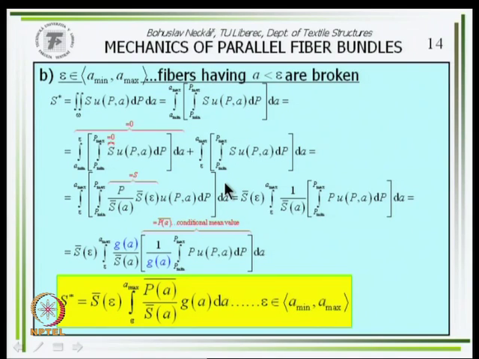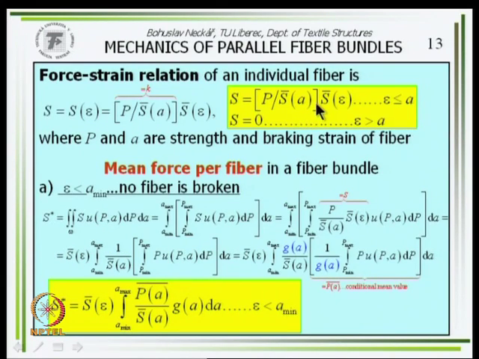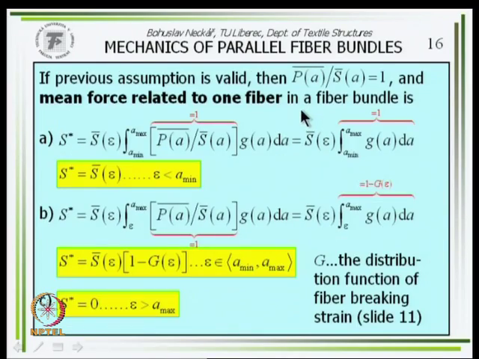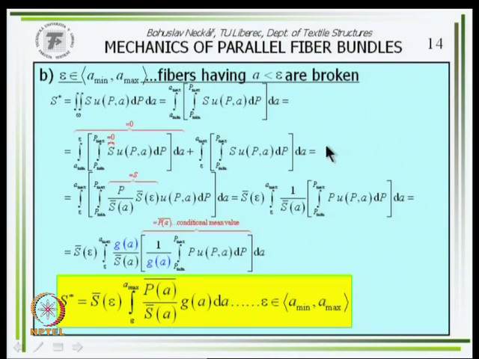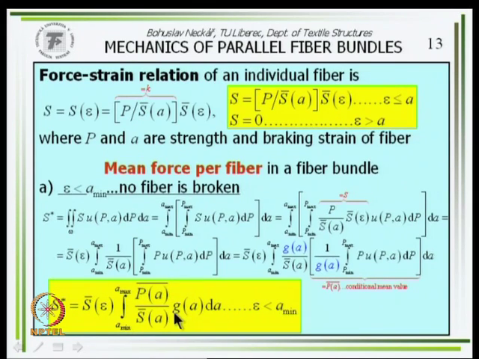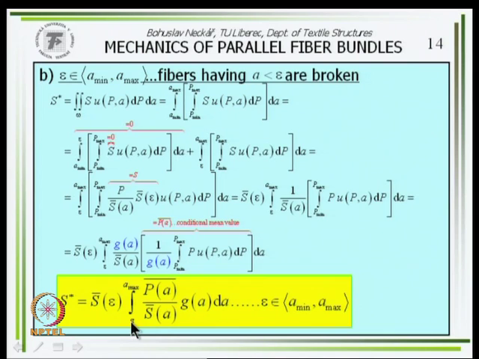In the second integral, epsilon is the lower limit, so each A is higher than epsilon. The fiber breaking strain is higher than the epsilon of our bundle. So in place of S we need to use the earlier equation, this here, and the other derivation is the same as in case A. In the end we obtain this expression. What is the difference? It is the same as this here, only the lower limit here is A min, and the lower limit here is epsilon. Yeah?